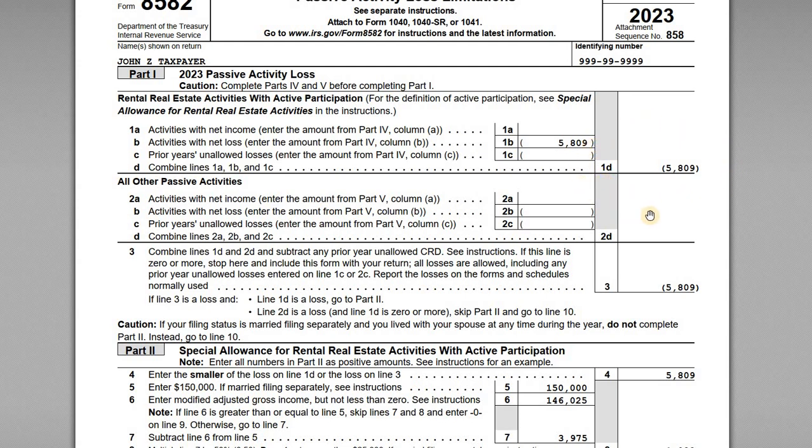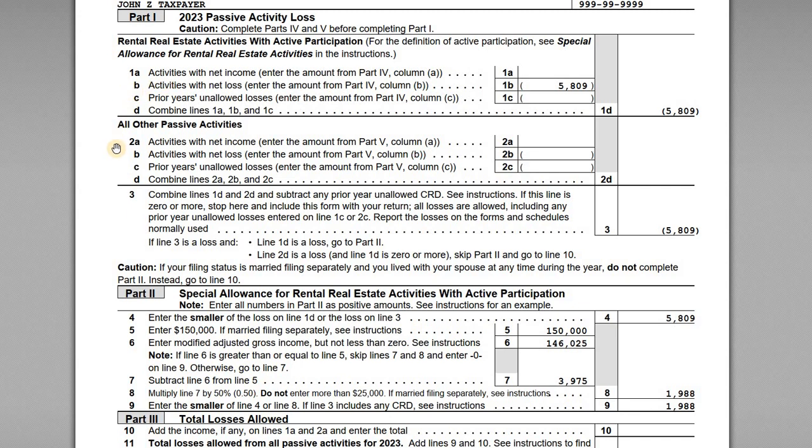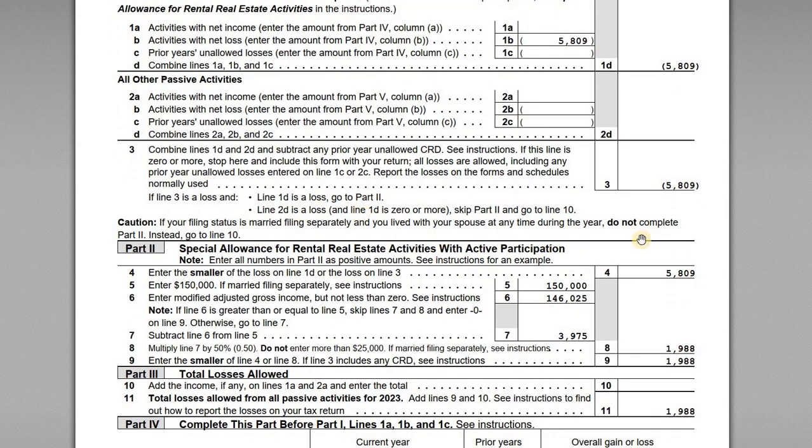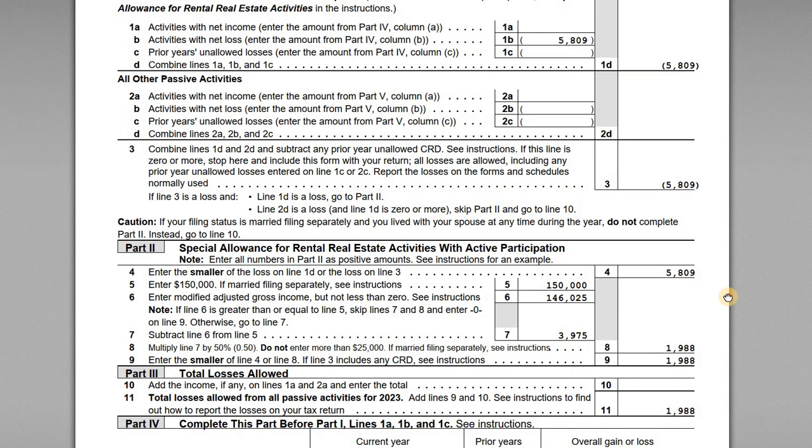Combine all the amounts and we're left with a total related to rental real estate activities with active participation of $5,809. Now we don't have any other passive activities, so the section 2 here, 2A through D is blank, and so we're left with line 3, a negative $5,809. Now as the prompt asks us here, if line 3 is a loss, which it is, and line 1D is a loss, we can go to part 2. So both of those asks are true.